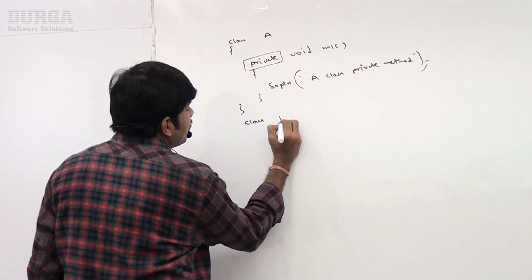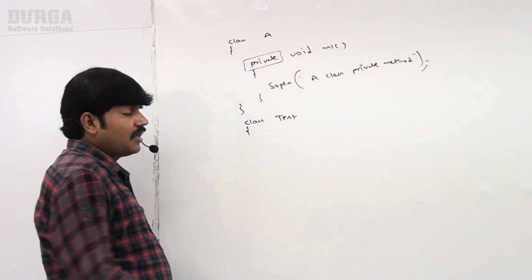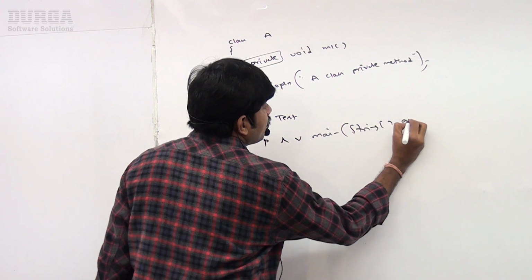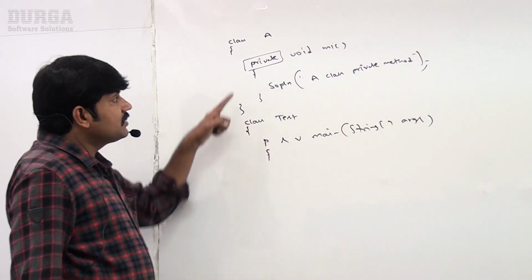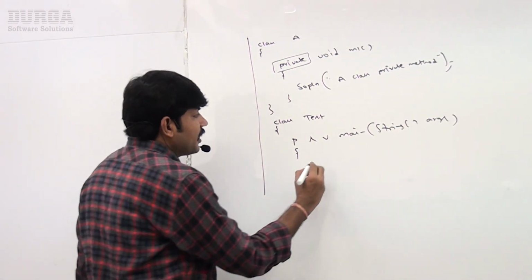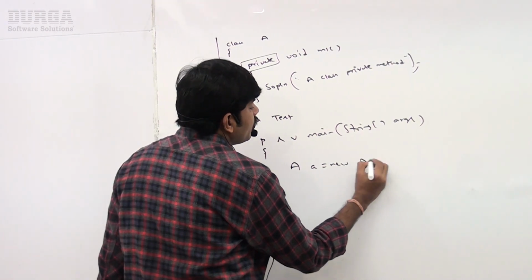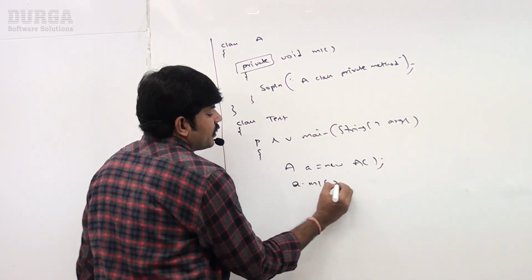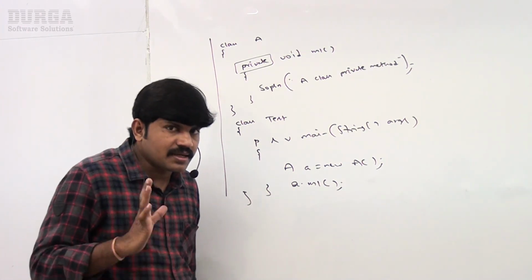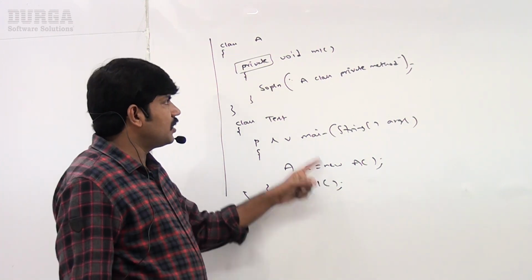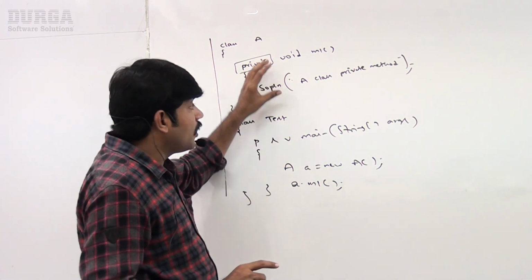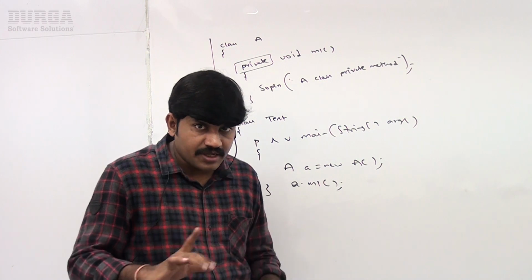Now here I'm taking class Test, public static void main(String[] args). Both are available in the same program, same package. Now I'm taking A a = new A(); a.m1(); If I write like this, we are immediately going to get a compile error, because m1 is private and cannot be accessed from outside the class. Clear for all of you, right?